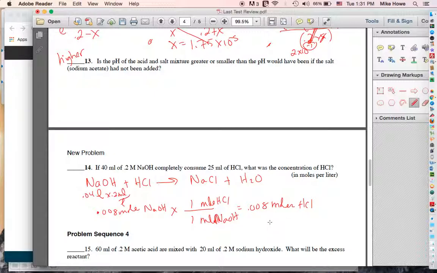Now if we want to know the concentration of the HCl, that's what it asks for, right? Concentration in moles per liter. We know how many moles. We just have to divide by the number of liters that we had. So how many liters do we have? We have 25 milliliters, which is 0.025 liters. I would get the concentration of the HCl. So 0.008 divided by 0.025, 0.32 moles per liter. So 0.32 molar.